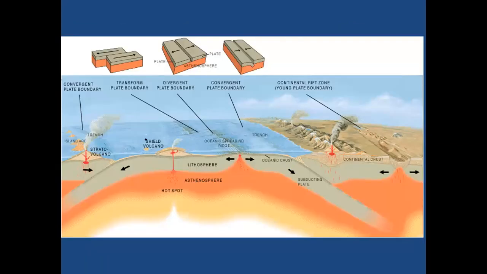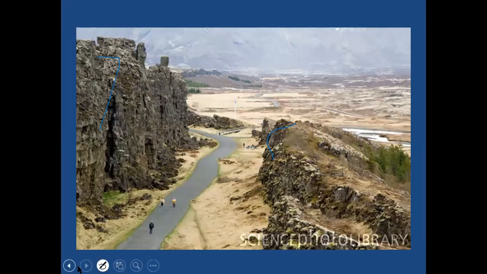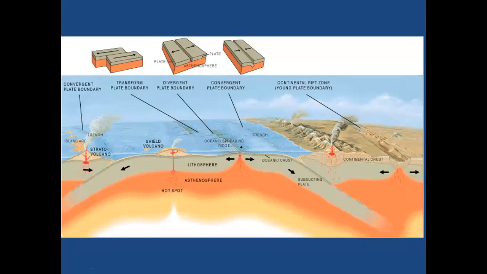This is just a picture that illustrates all three types. We did not talk so much about this transform plate boundary, but that's one where the plates are moving side to side past each other. We did talk about divergent boundaries. So we can have a continental rift zone, which is what I showed you here, or we can have an oceanic one, like the rift valley here and the mid-ocean ridges.